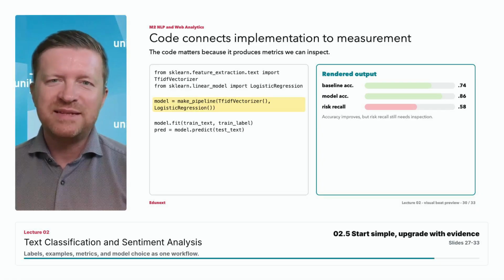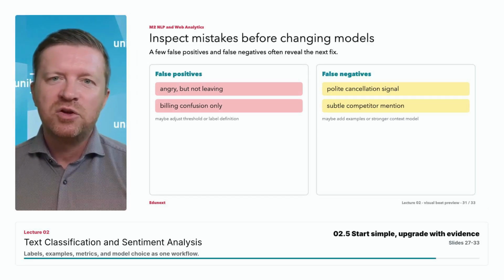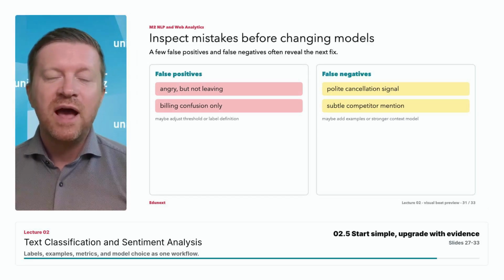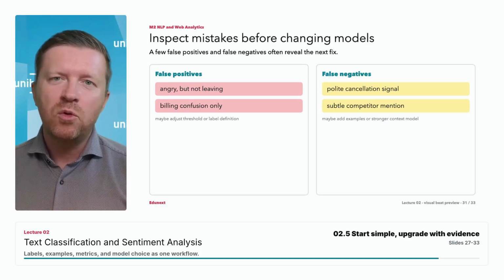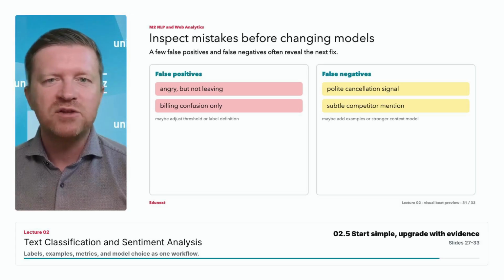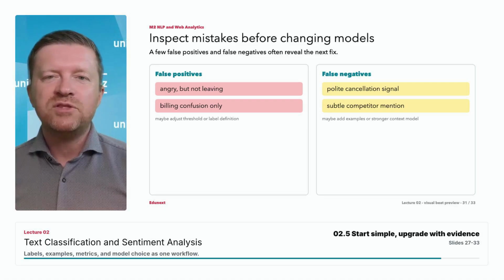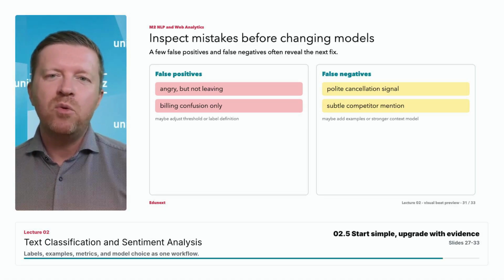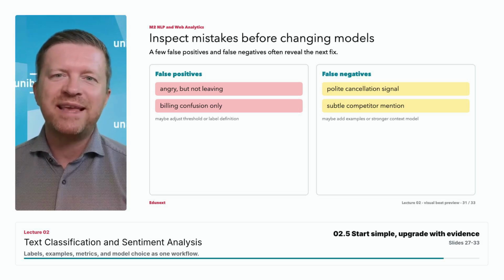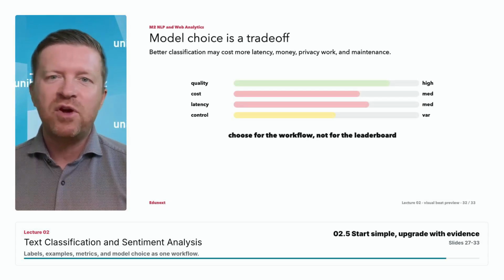A useful habit is to inspect a few mistakes before changing models. Look at 10 false positives and 10 false negatives. Are the false positives caused by angry language that is not actually churn risk? Are the false negatives caused by polite language that still signals cancellation? This small manual review often tells you whether you need better labels, more examples, a different threshold, or a stronger representation. This leads to the trade-off.